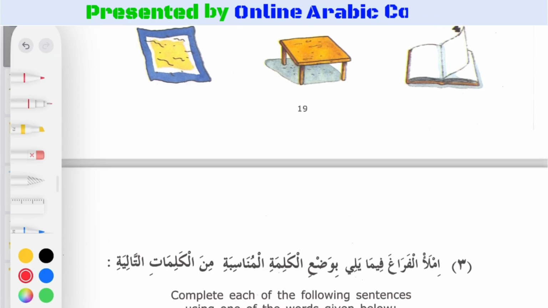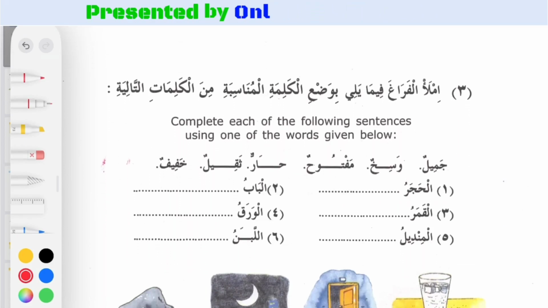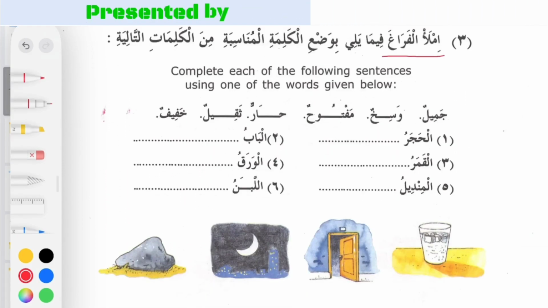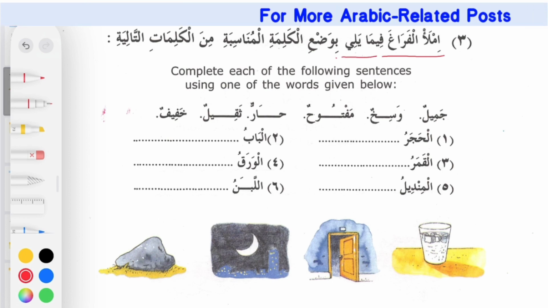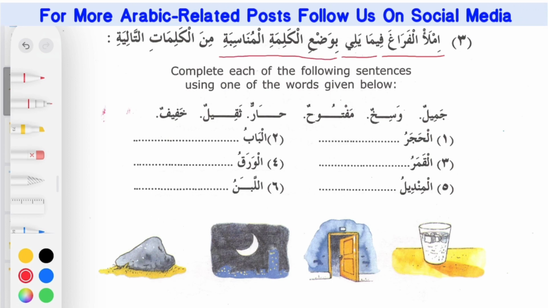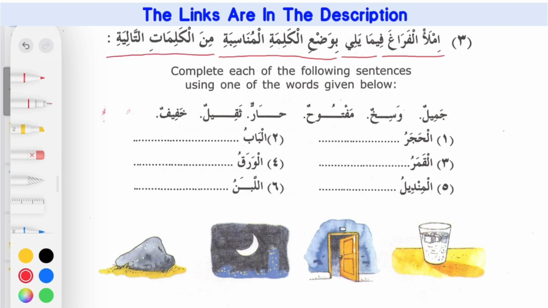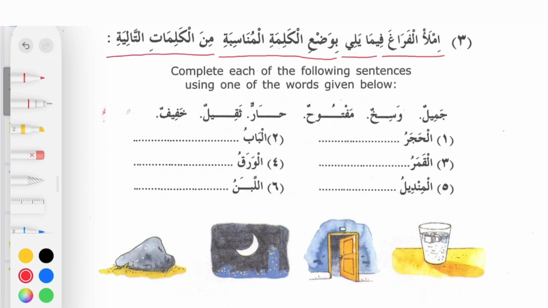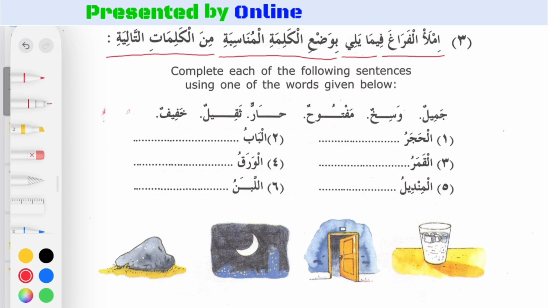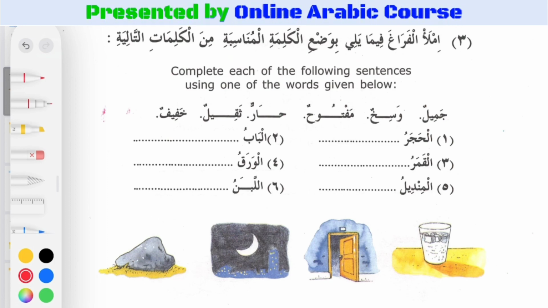And now the portion 3 of this exercise. املأ الفراغ فيما يلي بوضع الكلمة المناسبة من الكلمات التالية. Once again, املأ الفراغ فيما يلي بوضع الكلمة المناسبة من الكلمات التالية. Look at the text again and listen to me carefully.